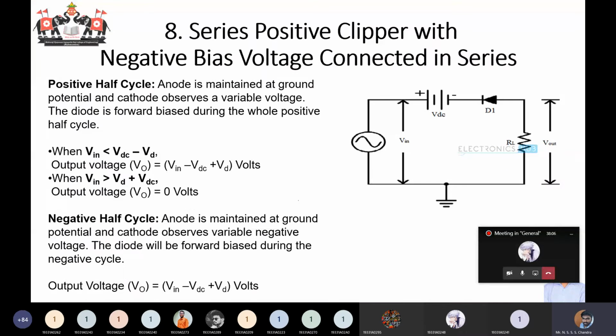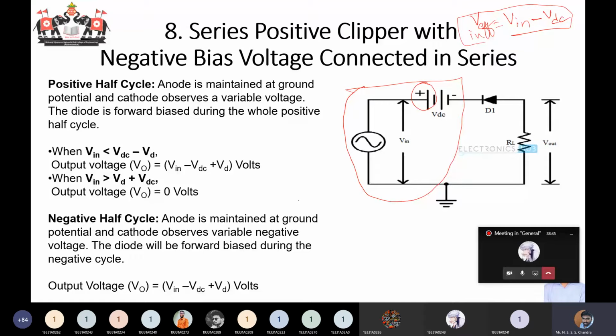In this circuit, we have a series positive clipper with negative bias voltage connected in series. Earlier we had the negative terminal of the battery connected to the source. Now we have the positive terminal connected to the source. So what will be the effective input voltage here? V in effective equals V in minus VDC now. Earlier it was V in plus VDC, now it will be V in minus VDC.